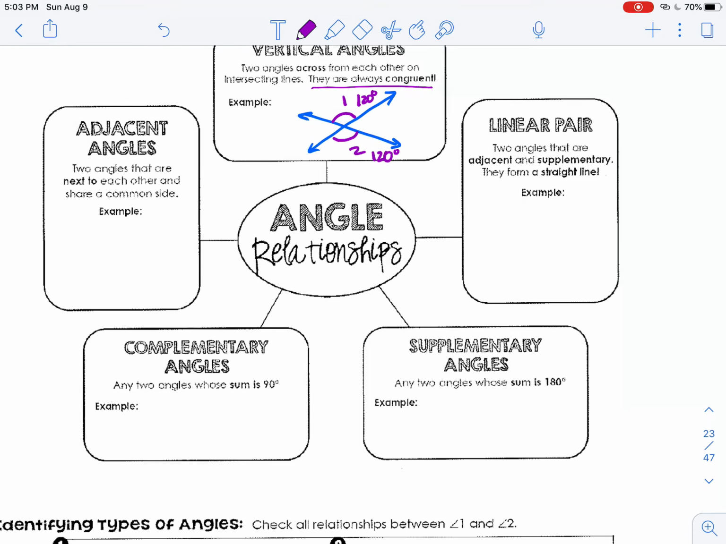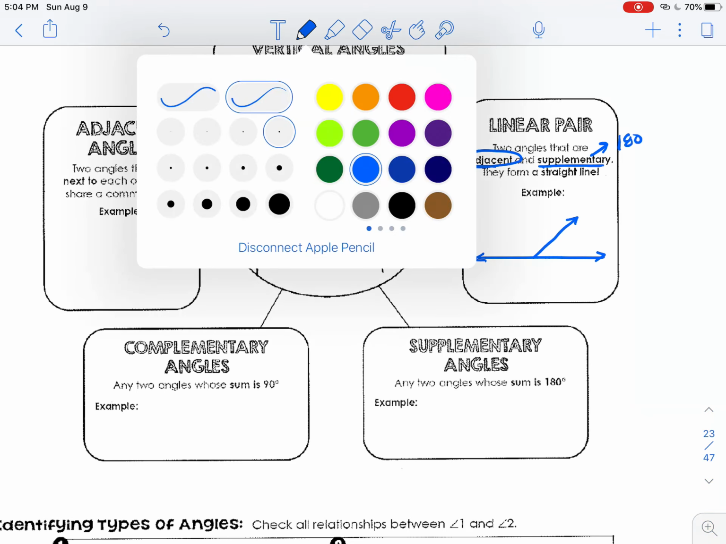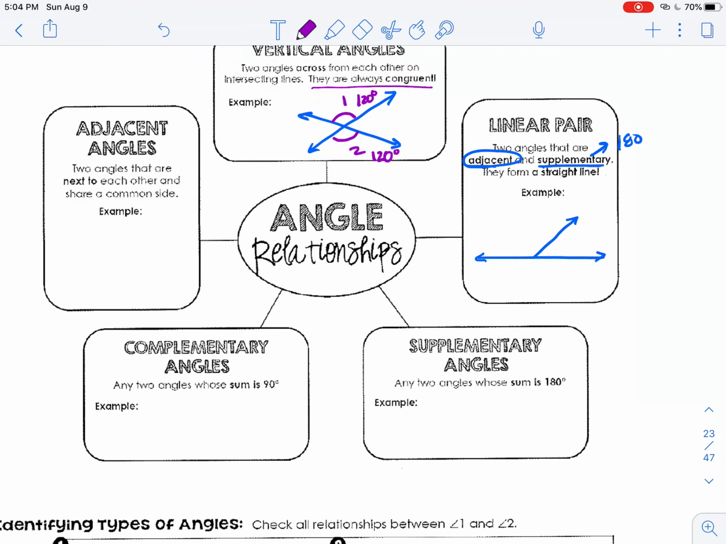Now a linear pair, these are two angles that are adjacent and supplementary. They form a straight line. So adjacent means they share a side, supplementary means they add to 180. So we know it's going to be a straight line and they're adjacent. So how about something like this? Let's just put some numbers on here. Let's call this one 120 and this one will be 60.